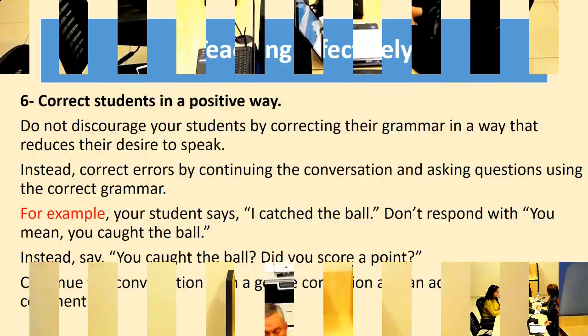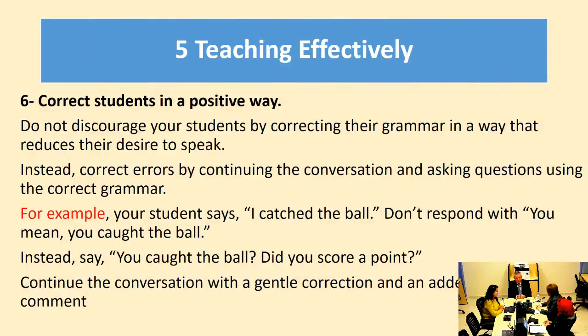A positive way. Don't discourage your students by correcting their grammar in a way that reduces their desire to speak. Instead, correct errors by continuing the conversation and asking questions using the correct grammar. For example, your student says, I catch the ball. Don't respond with, you mean, you caught the ball. Instead, say, you caught the ball. Did you score a point? Continue the conversation with a gentle correction and an added question or comment.